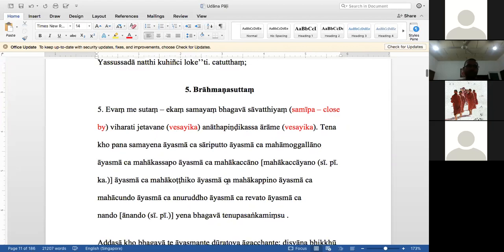Another grammatical point I want to emphasize: there are four types of locations. Samipa, Vesaika, Upasilesika, and Vyapika. So this is the first grammatical point I want to discuss today. Does anyone have questions?